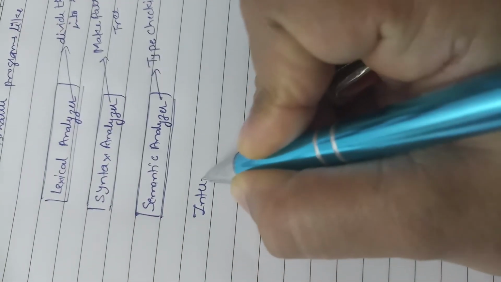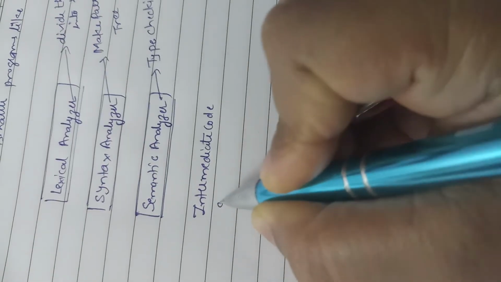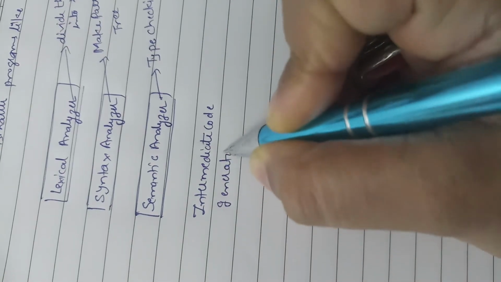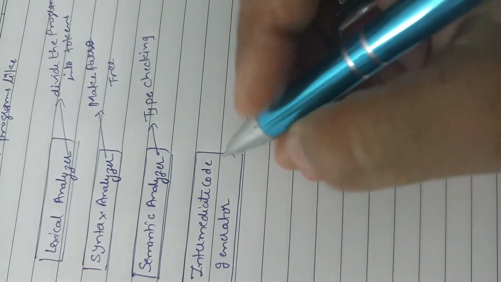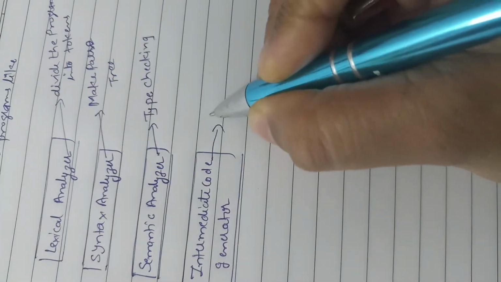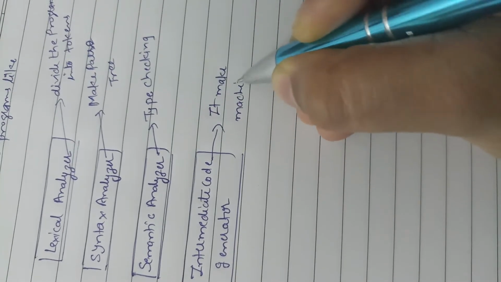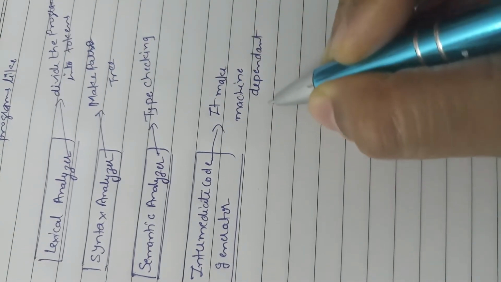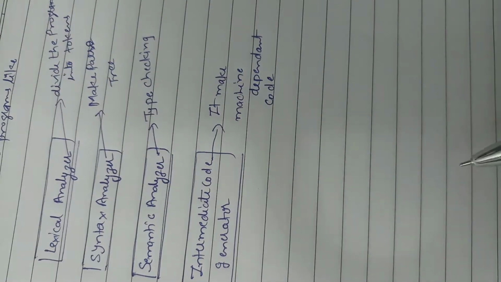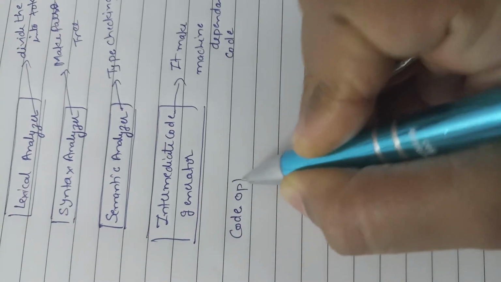After that, we will move to the intermediate code generator. What does it do basically? It makes machine dependent code.